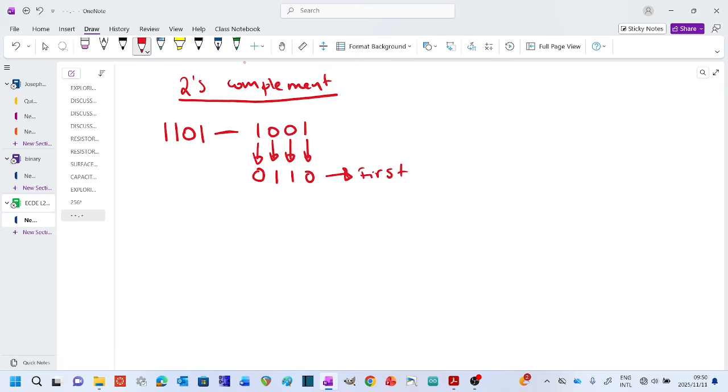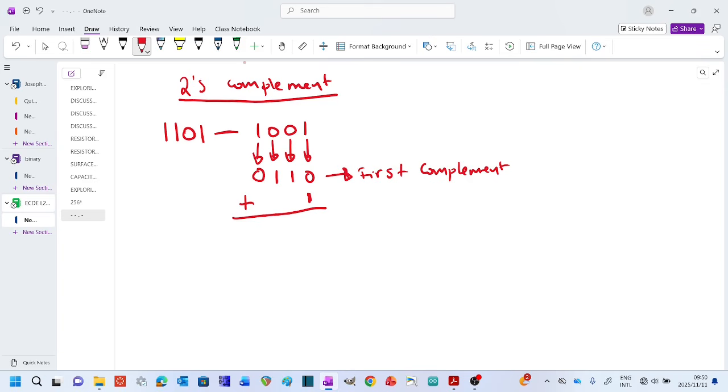Now remember, we have to get to the second complement. Now to get to the second complement, you must take the first complement that we got, plus 1. If you take the first complement plus 1, it gives you the second complement.